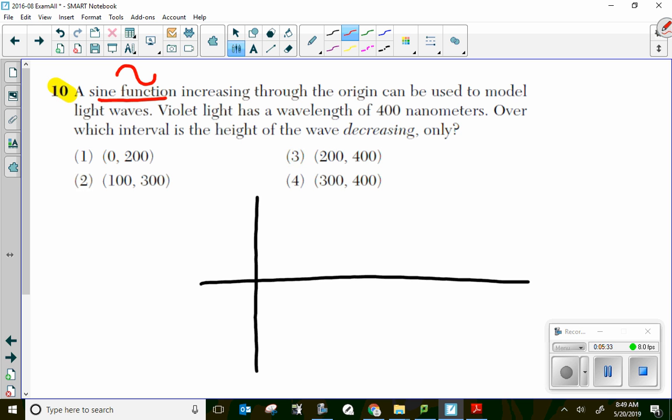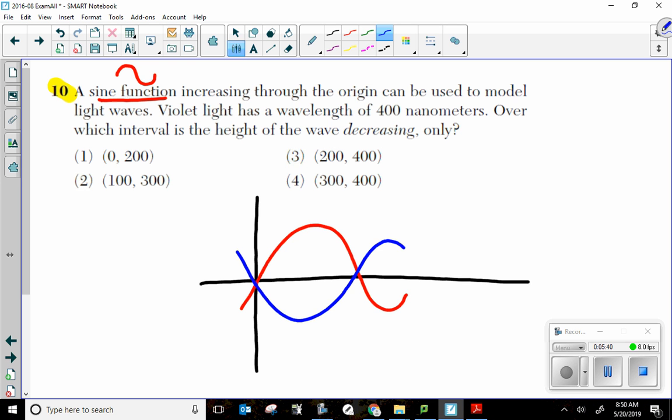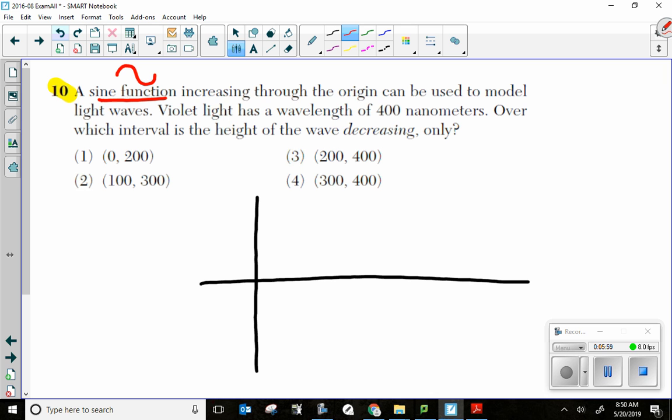I don't know if it's, the question is, is it going to go up like this? Or is it going to come down like this? Well, increasing through the origin. Increasing means it has a positive slope. My red line is a positive slope through the origin. My blue line is going down through the origin, so I don't want that. So let me just undo all this. If it is increasing through the origin, I know it should be coming up through the origin, and now I do my sine curve, my S.